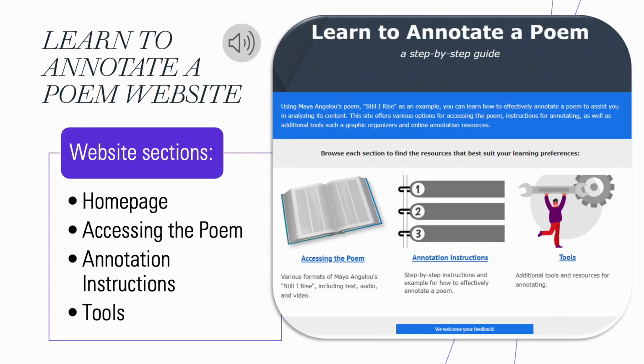We chose to create a website that teaches a simple lesson for learning how to annotate and understand a poem. Both the lesson and its resources, as well as the website design, are guided by the perceptible information principle. The site's homepage, as shown here, explains the purpose of the website and guides the learner to 3 pages of the site: accessing the poem, annotation instructions, and tools.